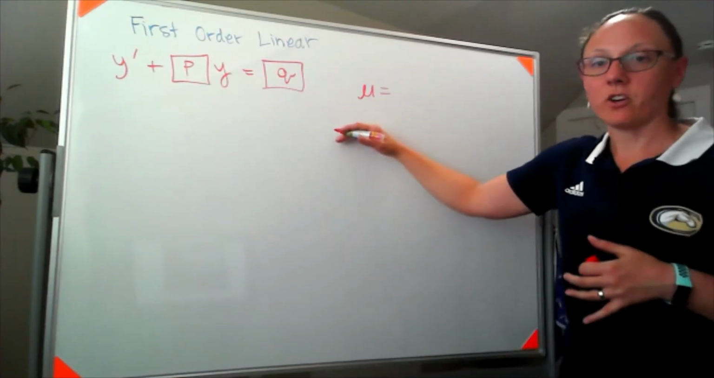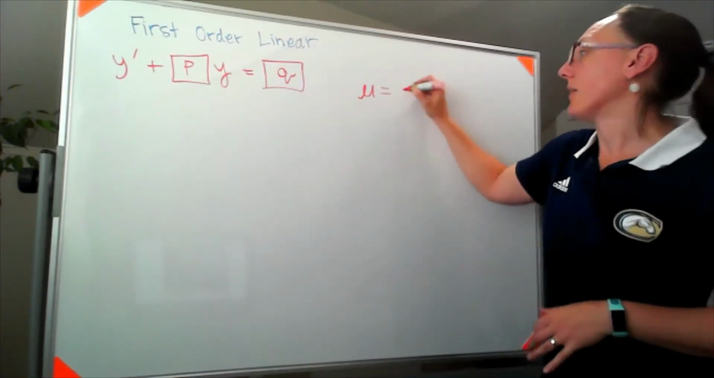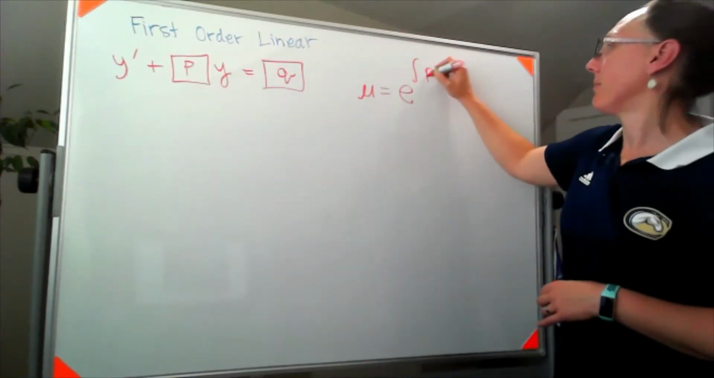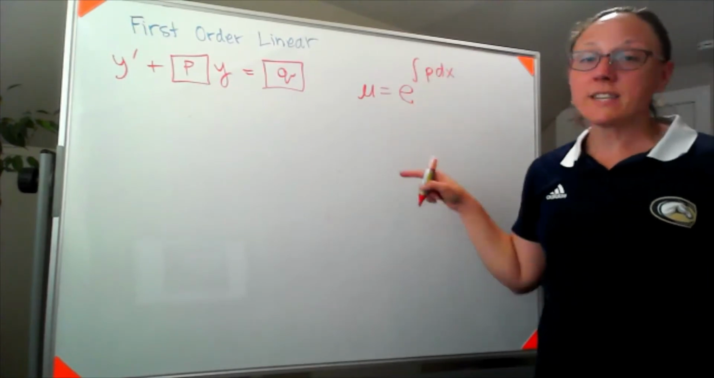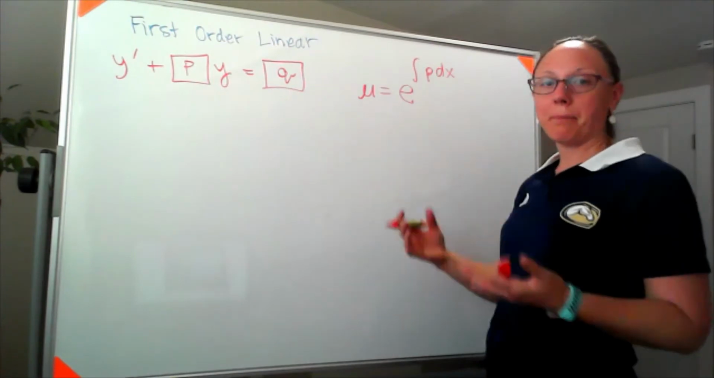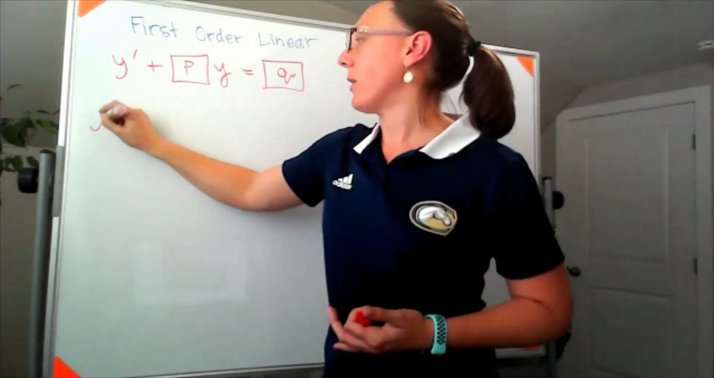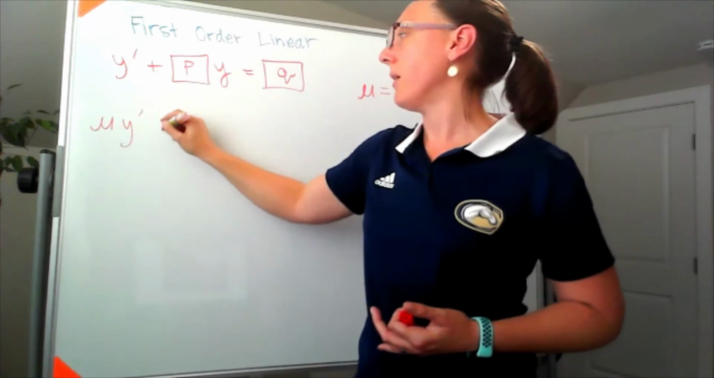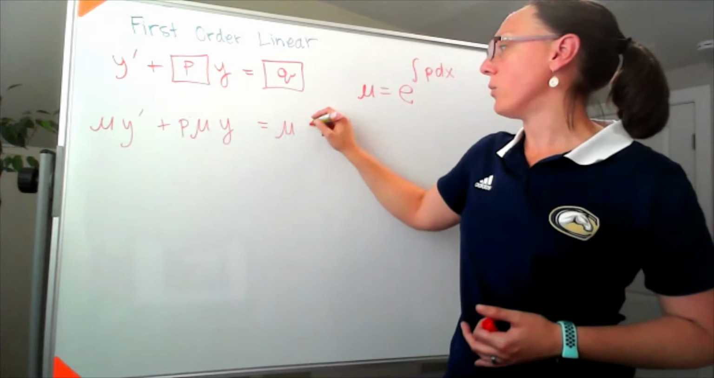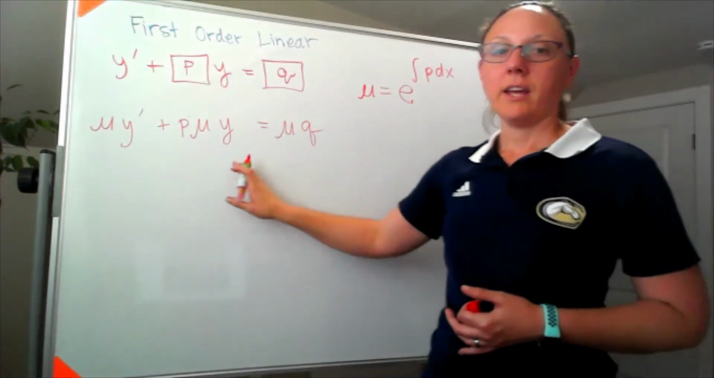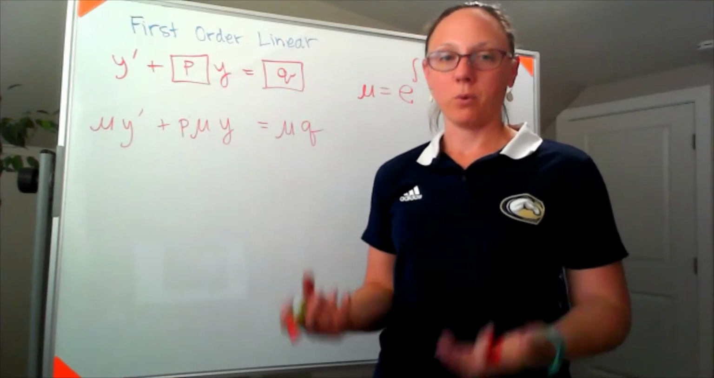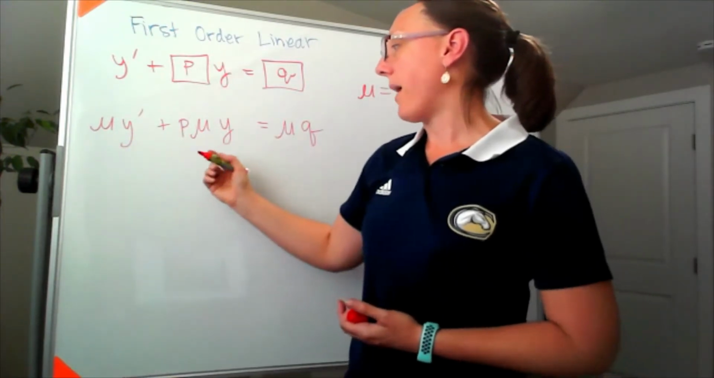And the way we find that integrating factor is always the same. I'm going to raise e to the integral of whatever our function is right here. Once we've found that integrating factor, we're going to multiply every term here by that integrating factor. So we'll end up with mu times y prime plus p times mu times y is equal to mu times q.